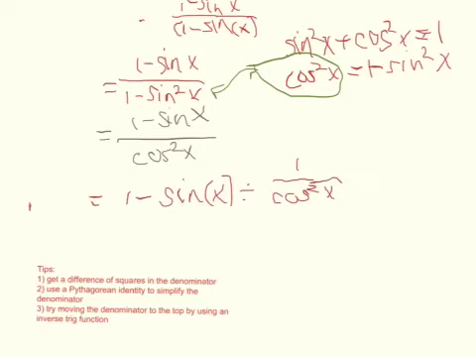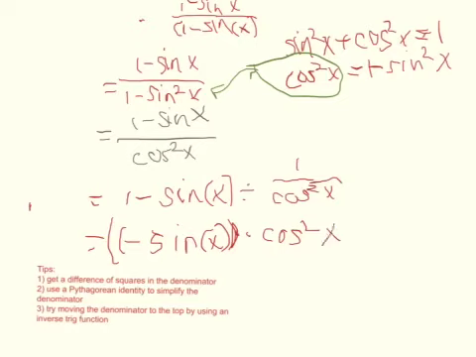That's because we're dividing by a fraction, which means we can multiply by the reciprocal. So this thing is the same as 1 minus sine x times cosine squared x, because the reciprocal of 1 over cosine squared x is just cosine squared x, right? Because it would be like having a 1 in the denominator. So there you go. We got rid of our fractions, and we can say that we're a success.